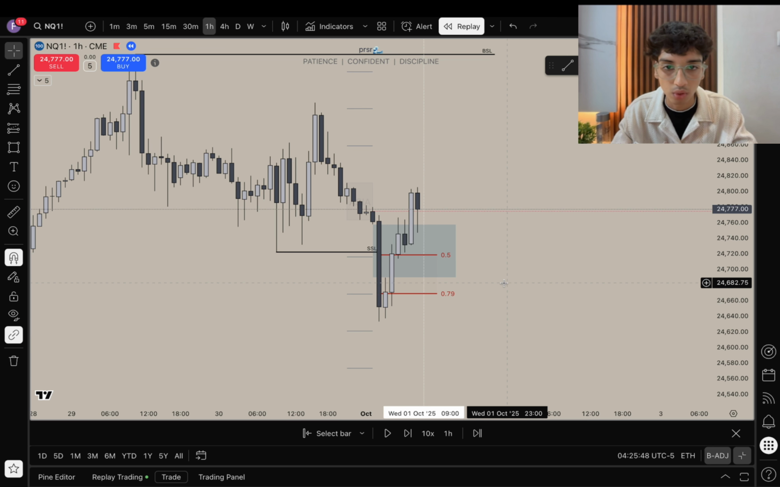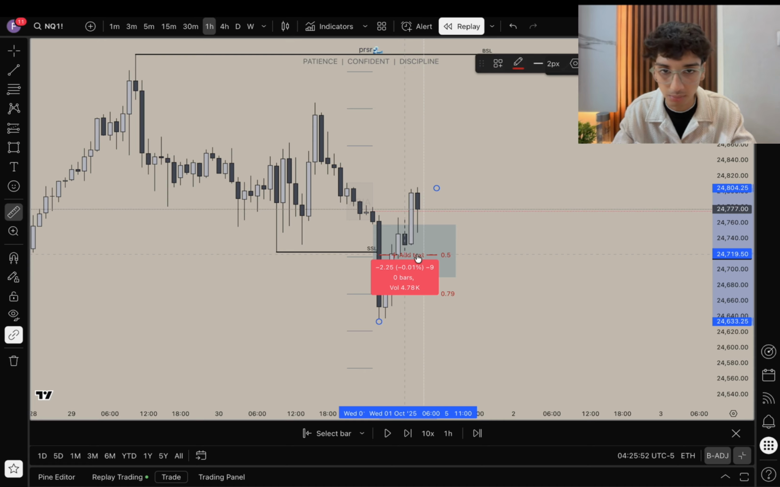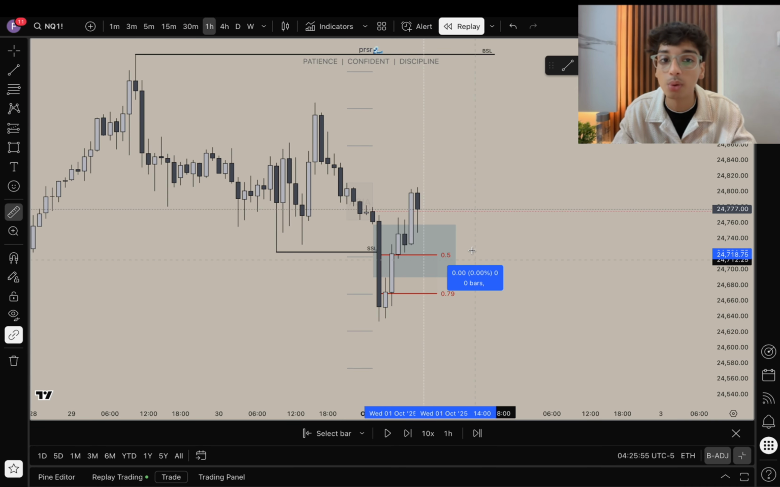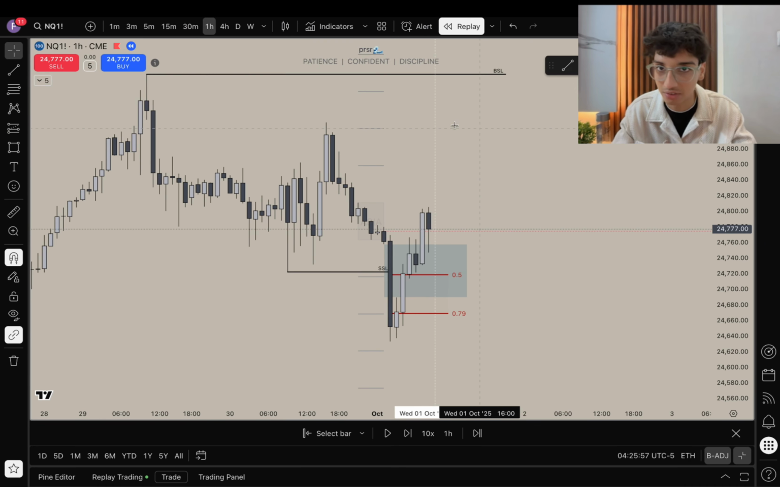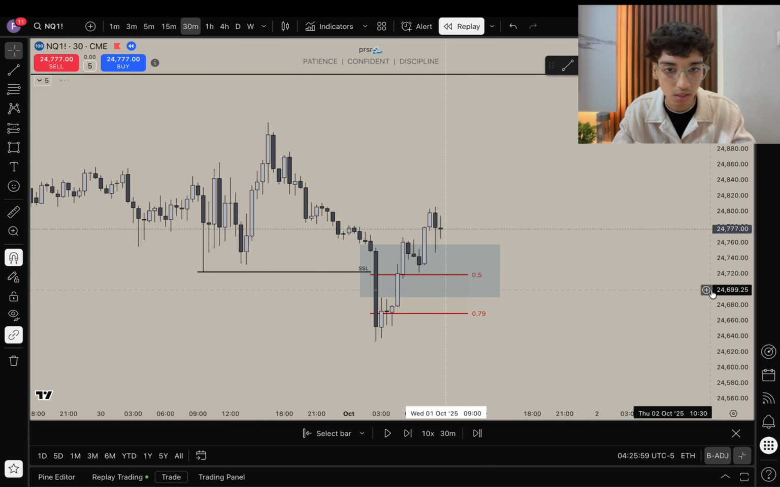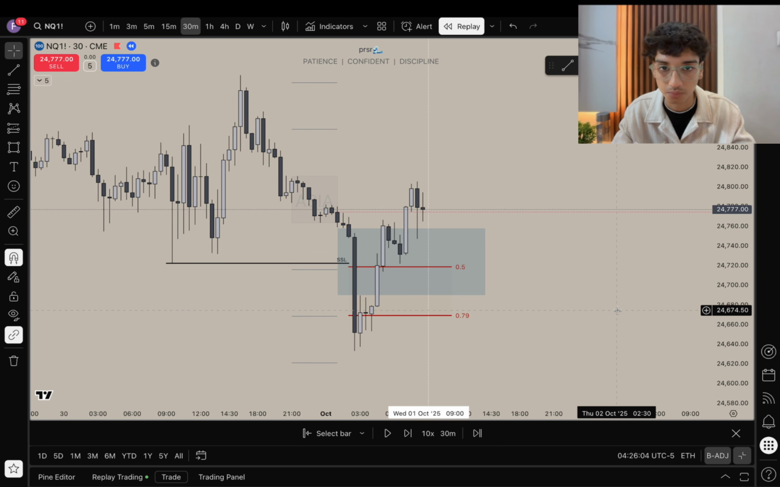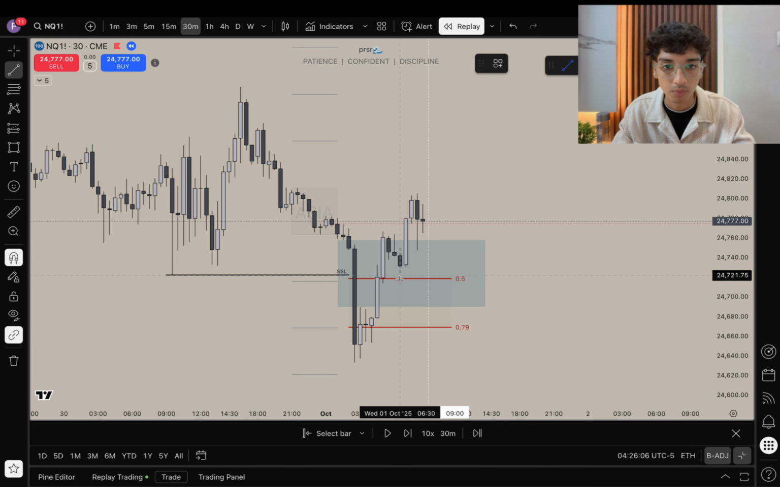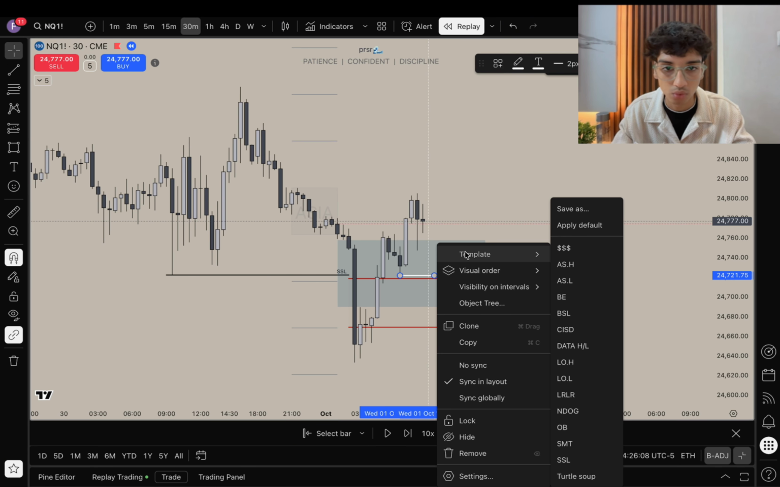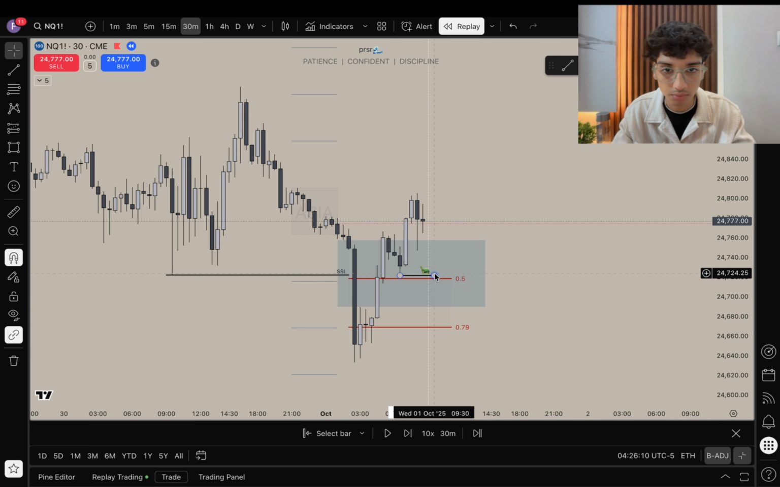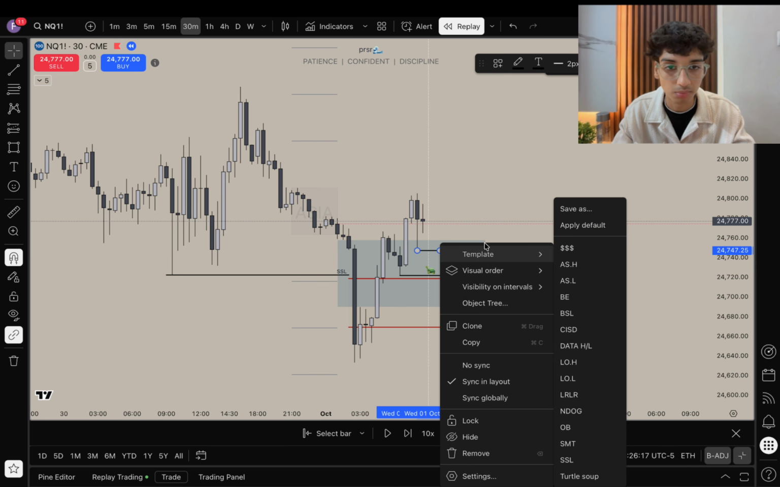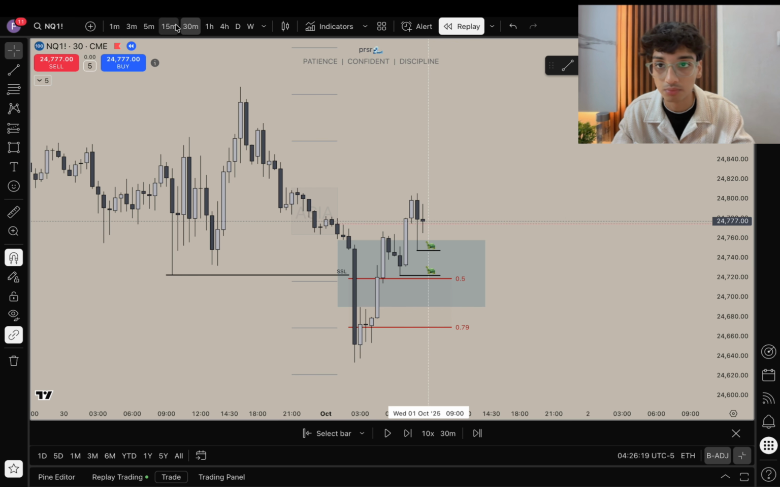So I basically wait for price to come down, rebalance back to equilibrium, and hunt some sort of internal range liquidity to target external range liquidity. That's actually easy, guys. I'm not erasing the fib right here. I just wait for price to do some sort of turtle soup right here. We actually have two lows, both of which I just marked out as turtle soup.